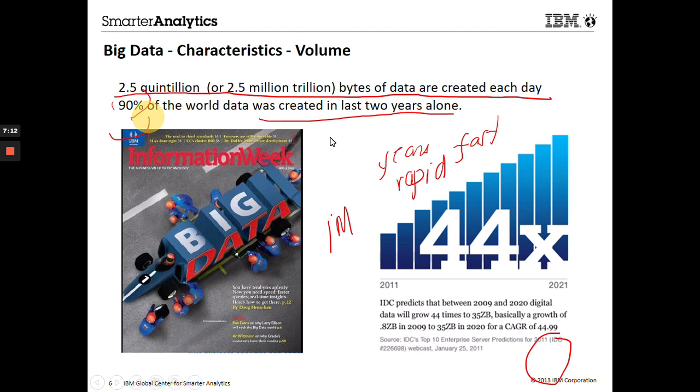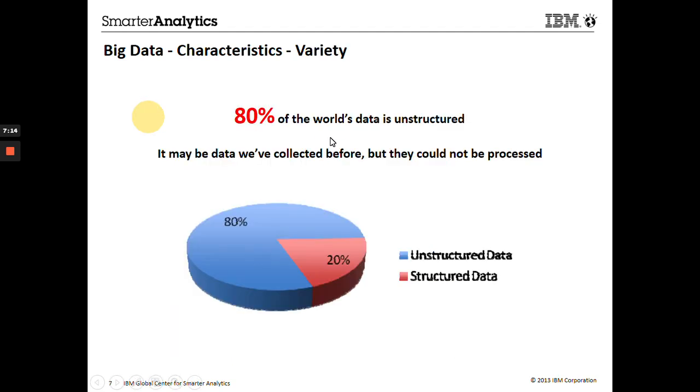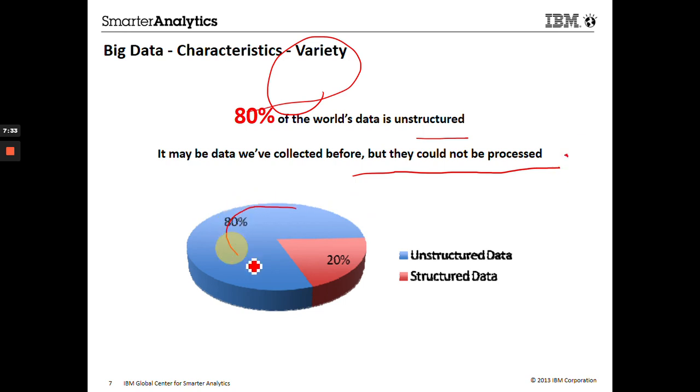Right? So we have here variety, another example of variety. 80% of the world's data is unstructured. It may be data we've collected before, but they could not be processed, the unstructured. Yung hindi pa organized, yung 20% organized na siya. So yung unstructured, just like what I've told you a while back, they are not organized or they are not in a database or in a relational database.